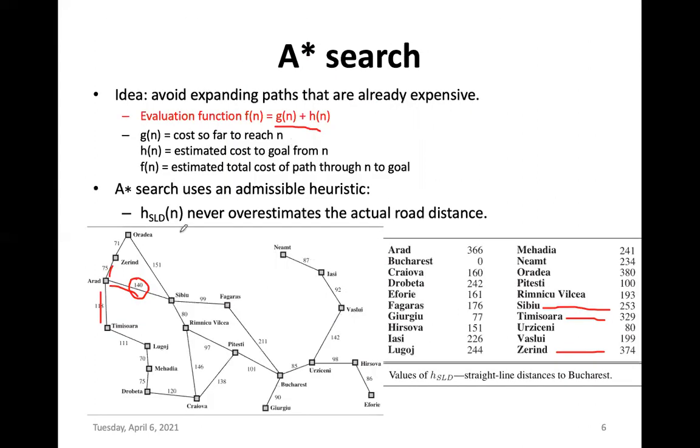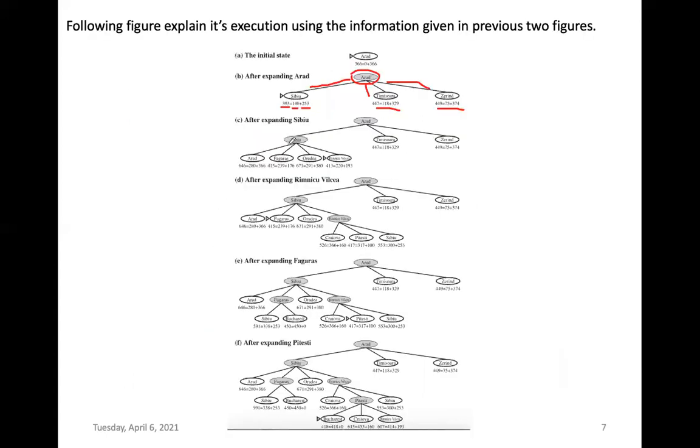And now you can say from Sibiu you have these 4 paths, 1, 2, 3, and 4. From Sibiu you can go back to Arad. From Sibiu you can go to Oradea. From Sibiu you can go to Fagaras and then to Rimnicu Vilcea. So these 4 options are mentioned here.